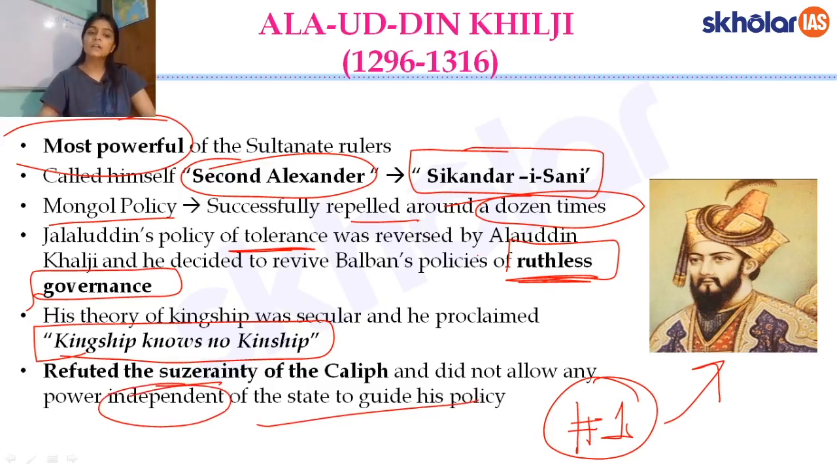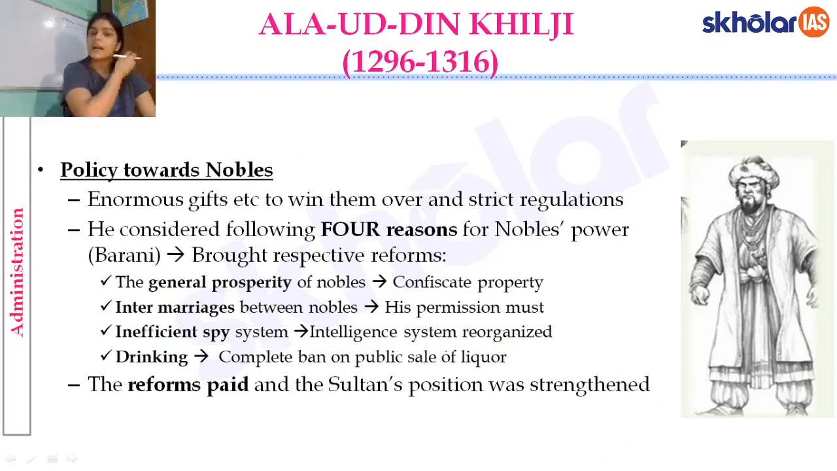Why is the refuting of the caliph's authority so important? Because the caliph was the symbol of unity or authority for the whole Islamic world. So this was a big thing that Alauddin refuted his authority. And we will see later that other sultans ruled in the name of the caliph, but Alauddin did not do that. Now, having said that, we'll also study something which is a continuation.